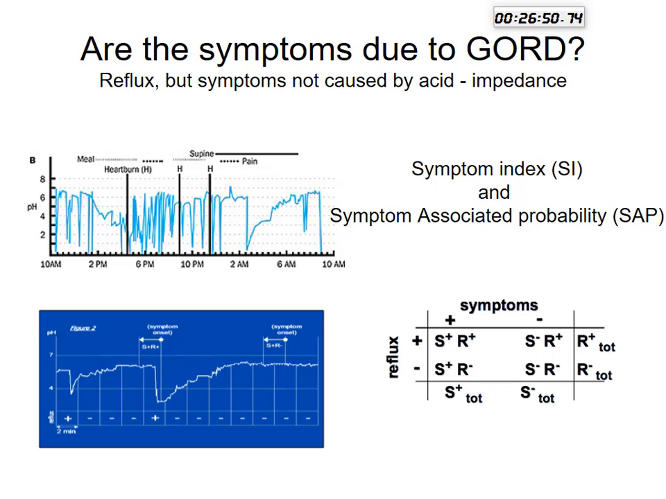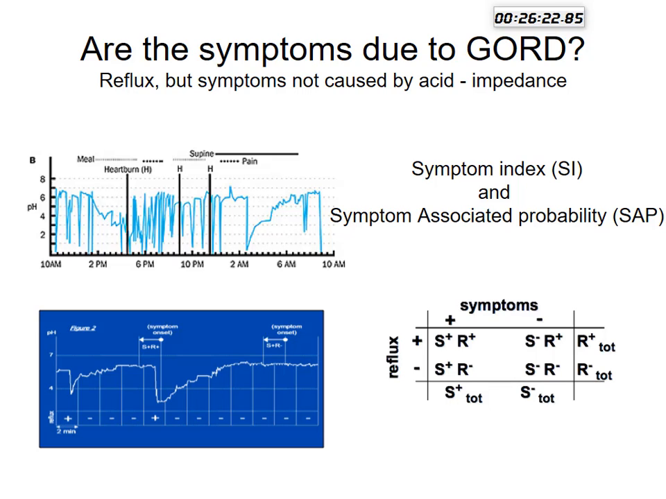And so we have our algorithms to look at the association between reflux and symptoms. The commonest ones we use are the symptom index and the symptom associated probability. The symptom index is a fairly crude measure whereby we look at whether a symptom event was preceded temporally by a reflux event. And as a relatively arbitrary figure, if more than 50% of the symptoms were preceded by a reflux event, that is considered positive.